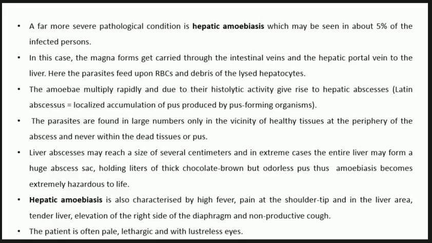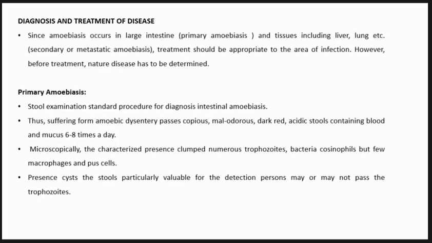Now how is the diagnosis carried out? These are the initial symptoms. A person will go to the doctor, and the doctor will say some test is required, so the person will go for diagnosis. Amoebiasis in the large intestine is called primary amoebiasis, and if the infection is in tissues, especially in the liver or lungs, it is called secondary amoebiasis, or sometimes metastatic amoebiasis.